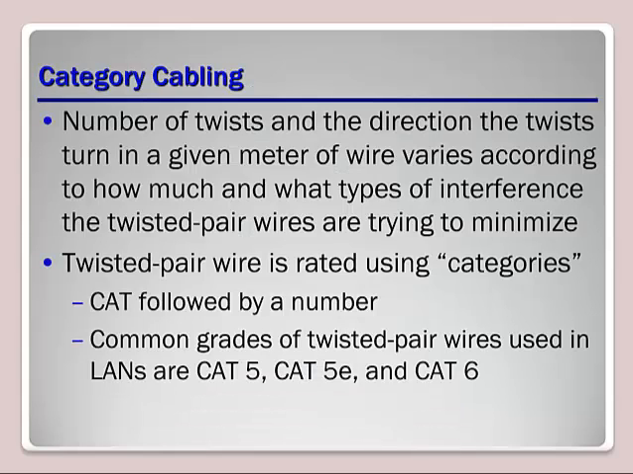So category cabling. The number of twists and the direction the twists turn in a given meter of wire varies according to how much and what type of interference the twisted pair wires are trying to minimize. Twisted pair wire is rated using categories, Cat followed by a number. Common grades of twisted pair wires used in LANs are Cat 5, Cat 5e, and Cat 6. These are the common ones used today. The older versions are no longer really being used.